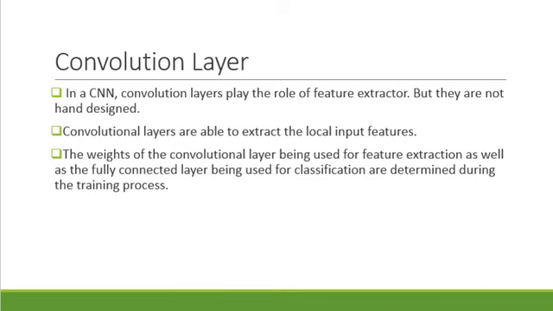In a CNN, the convolution layer plays the important role of feature extractor. The convolution layer is used to extract local features such as edges, lines, etc. The weights of these convolutional layers, used for feature extraction, as well as the fully connected layer, used for classification, are determined during the training process. Okay, so weights will be assigned and will be changed in the process of training.